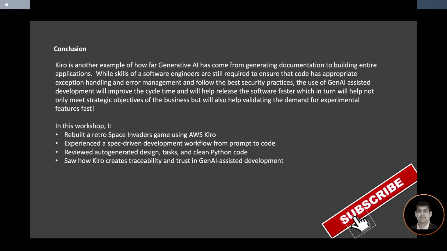So Kiro is another example of how far generative AI has come, from generating documentation to building an entire application. While the skills of software engineers are still required to ensure that code has appropriate exception handling, error management, all the guardrails, and follows the best security practices, the use of GenAI-assisted development will improve the cycle time and will help release the software faster, which in turn will help not only meet the strategic objectives of the business, but will also help validate the demand for experimental features fast.